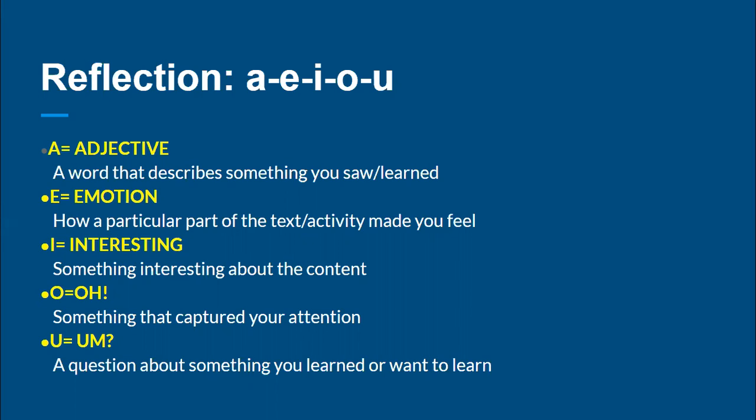E for an emotion: how a particular part of this text or activity made you feel. I for interesting: something interesting about the content, what kind of stood out to you. And O for something that captured your attention, maybe that you weren't aware of before. And the U for a question about something you learned or want to learn.